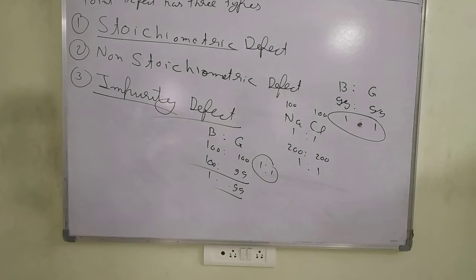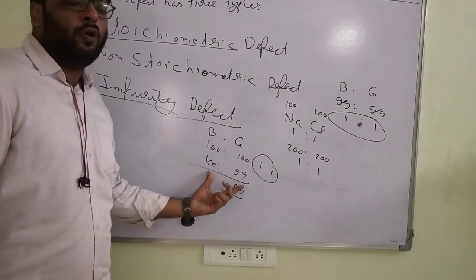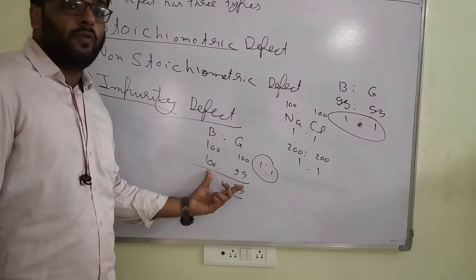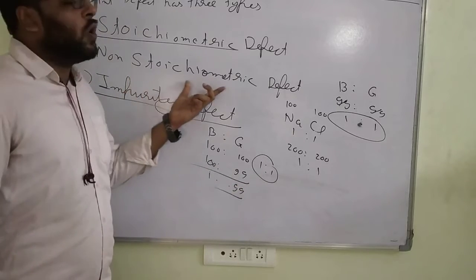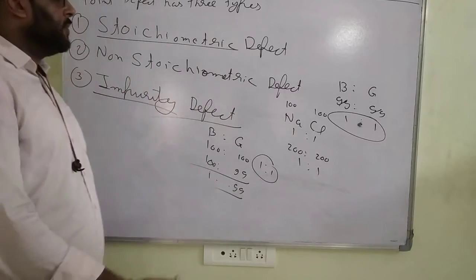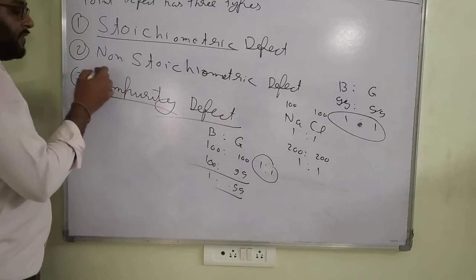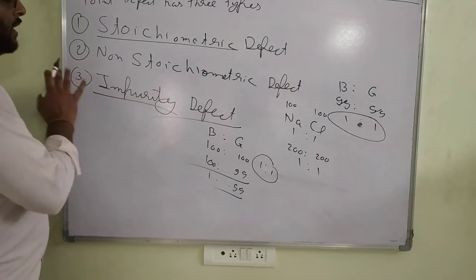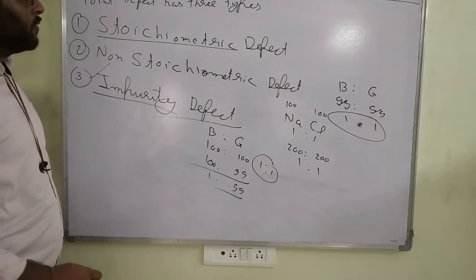Just note down this point very clearly. Okay? In this, the ratio should always be different. It represents non-stoichiometry defect. Next, further I will explain what is impurity defect. It is the last point I will explain to you. Just write down this point.